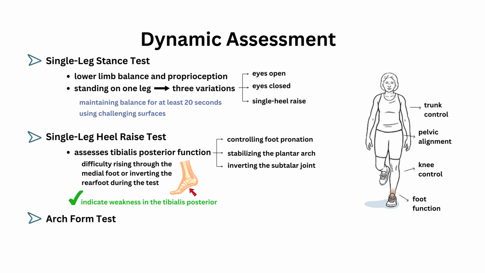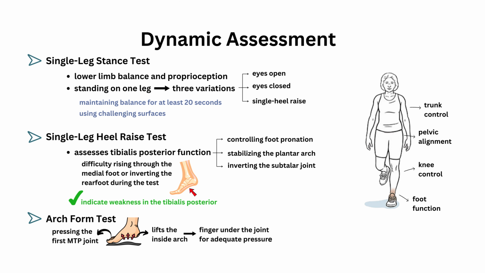The arch form test evaluates intrinsic tibialis posterior control during gait stance. The patient lifts the inside arch while pressing the first metatarsophalangeal joint into the ground. The clinician monitors with a finger under the joint for adequate pressure. The target is to maintain the position for 10 seconds.